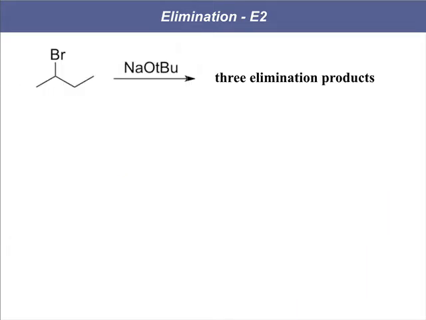So here's a problem to work on. We've got a substrate, a 4-carbon chain with a leaving group. Our bromine is our leaving group. And we've got a big bulky base, sodium t-butoxide, NaOtBu. So we've got reaction conditions that should allow for E2 elimination. And I'm telling you that there are 3 elimination products. So you can pause the video if you want. Try to figure out what the 3 elimination products could be for this molecule.